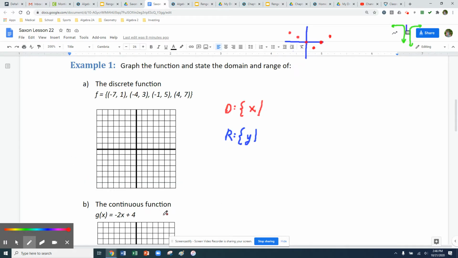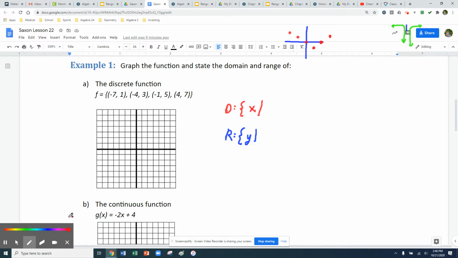In example 1, we're going to graph a discrete function and then a continuous function, and for both we're going to find the domain and the range. So really quick, the domain represents the x values that are being used in the function, and the range represents the y values that are being used in the function. In a discrete situation, we are just going to list the domain and range values, and you'll see in a continuous function we will give a span of x and y values that are being used. So we'll take a look at that in just a second.